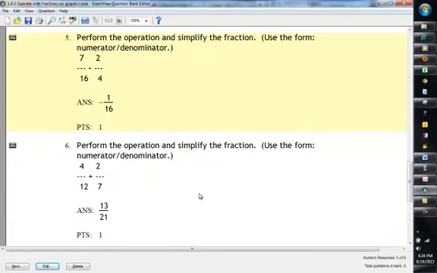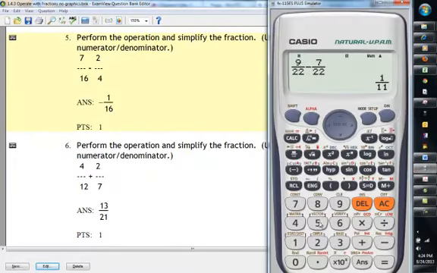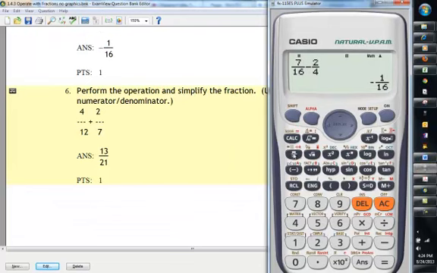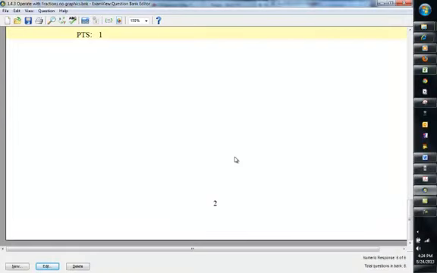If they have different denominators, your calculator knows how to add them. So you would just write the fraction 7/16 subtract 2/4, and you get negative 1/16. 4/12 add 2/7, and you get 13/21. So this is the lesson on fractions 1.4.